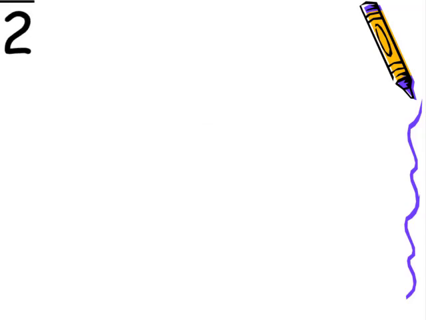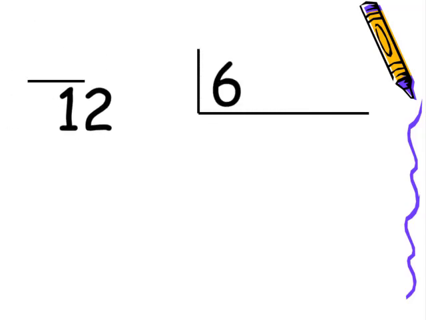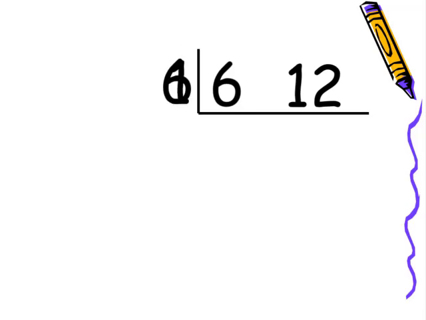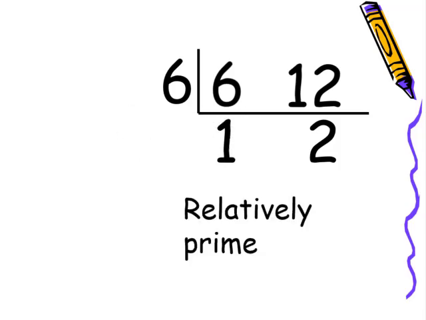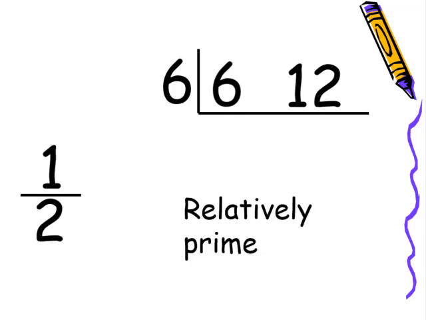And the fastest way is to factor out the GCF, which is 6. 6 divided by 6 is 1, 12 divided by 6 is 2, and our reduced fraction is 1/2.